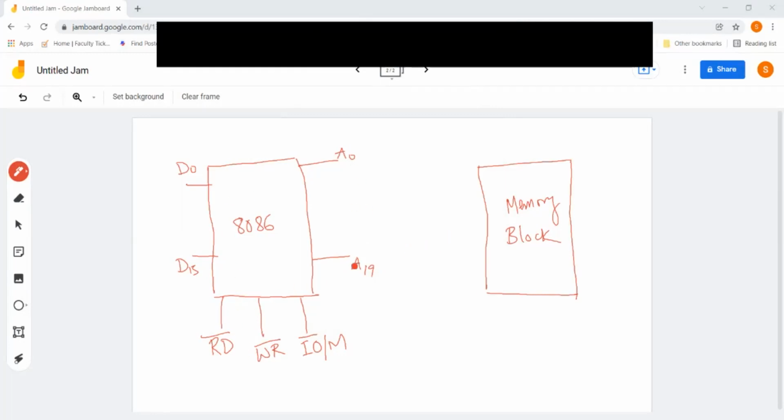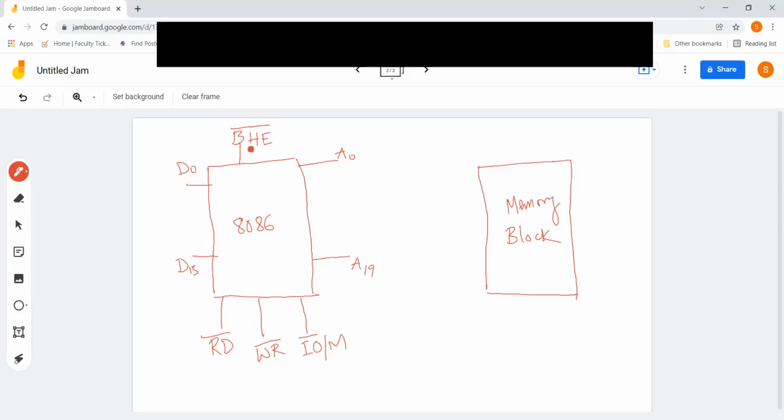So we have the address lines, the data lines, and the control lines of the processor. These are the lines we are interested in. Apart from that, another line that will be of interest is the BHE bar line. I am not drawing all the pins of 8086, and not in order. I'm just drawing the pins required for interfacing with the memory block.